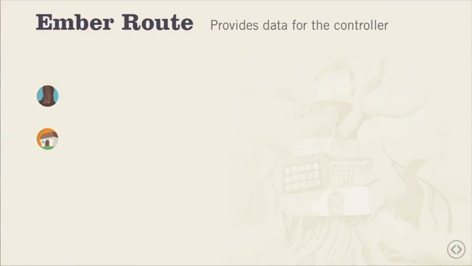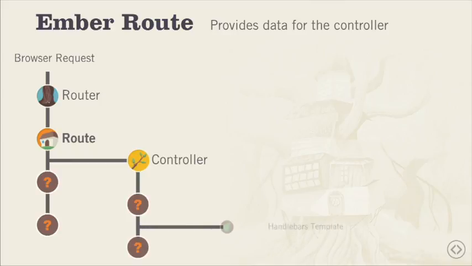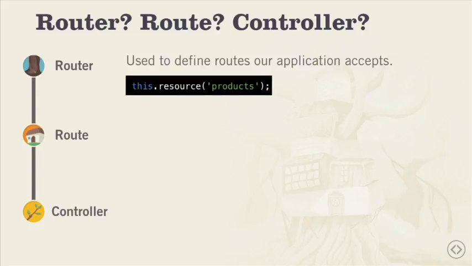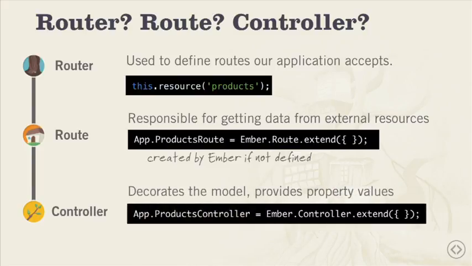Here comes our diagram again, and as I mentioned a minute ago, the route sits between the router and the controller. Let's solidify this all together. So first of all, we have the router, which defines the routes our application needs. In our case, we have a resource route called products. Then we have the route, which is responsible for getting data from external resources. And just like the controller, it's created by Ember if it's not defined. And this is what the code looks like that it defines for you. Then you have the controller, which decorates the model and provides property values. And this is what the default code looks like for that.